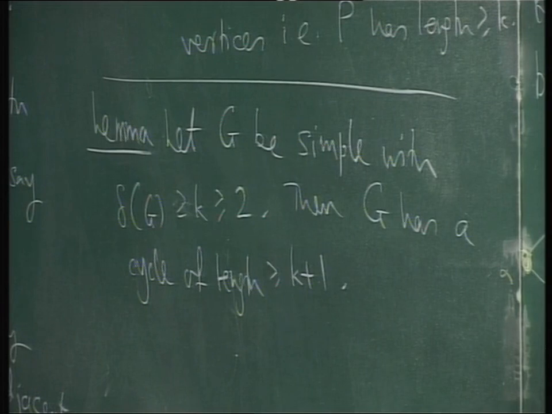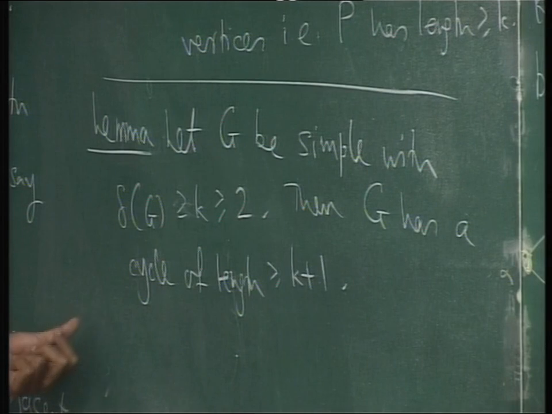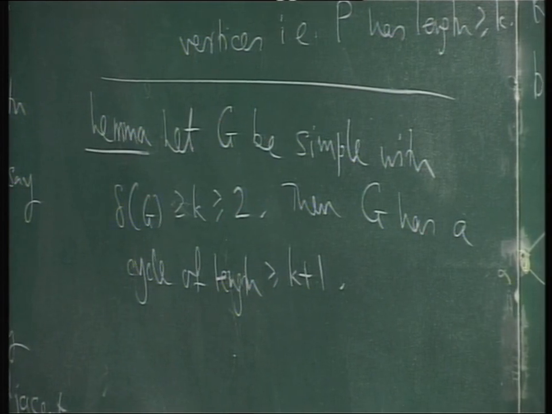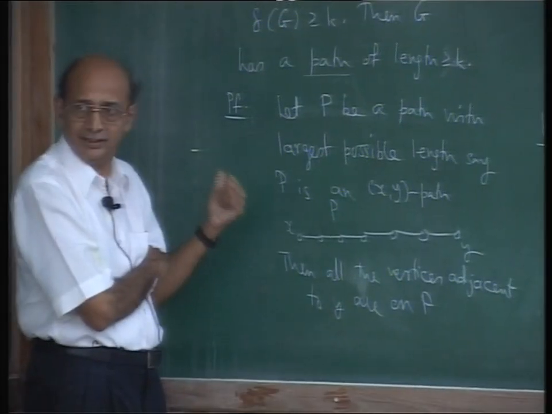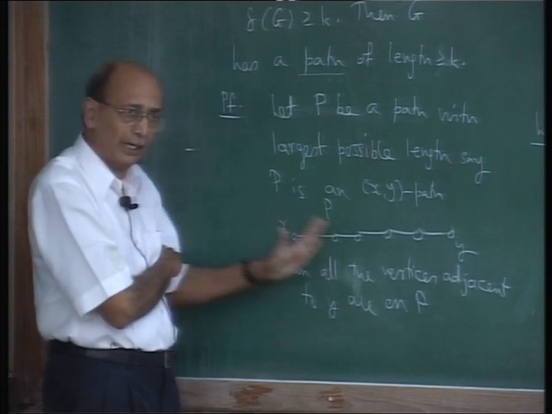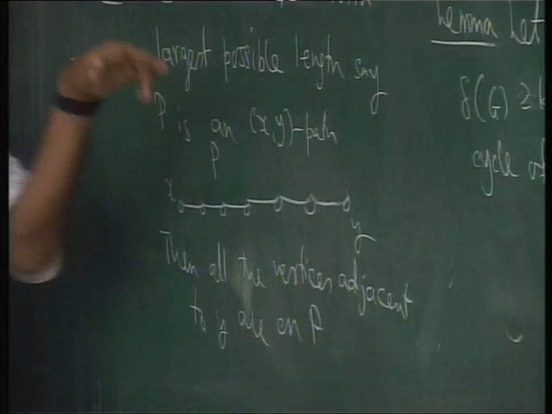Take the longest possible path, exactly the same way. It cannot be made any longer. Therefore, all the neighbors of y, all the vertices adjacent to y, they all must be on this path. How many of them are there? K of them. Take the vertex in this path which is a neighbor of y and which is as far to the left as possible. Choose the one which is the leftmost among all the neighbors of y.